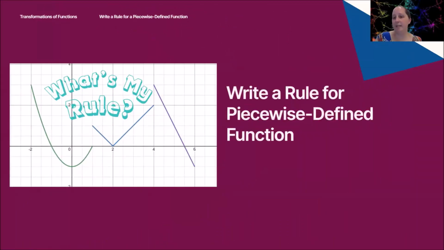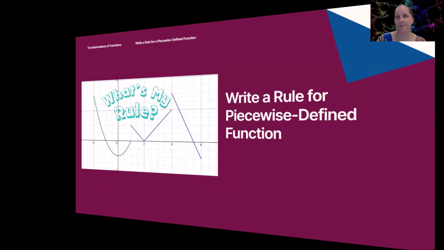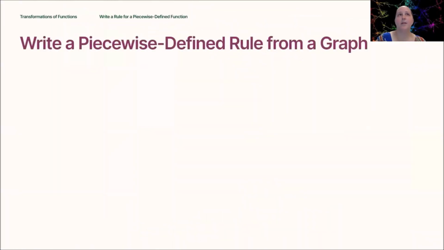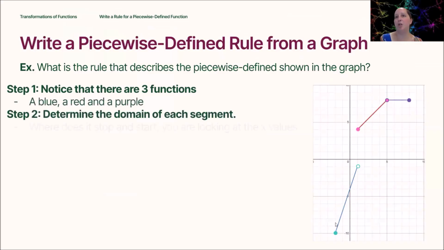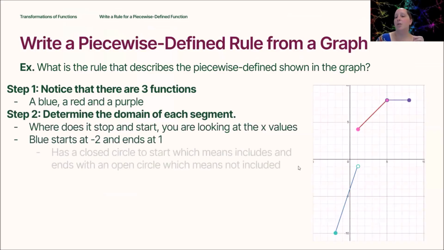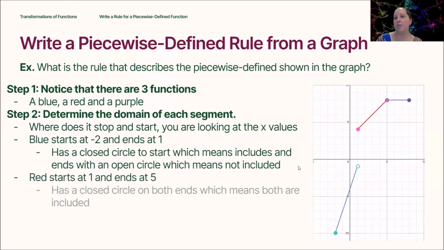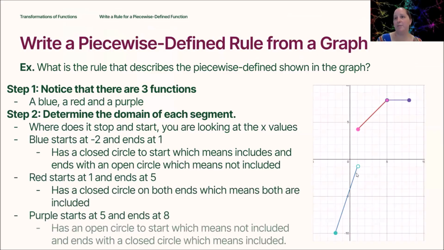All right, write a rule for a piecewise defined function. Okay, so I want to write a rule for this function right here that I have. Notice that there are 3 different pieces. I have this blue at the bottom, this red, and then this purple. A blue, a red, and a purple.